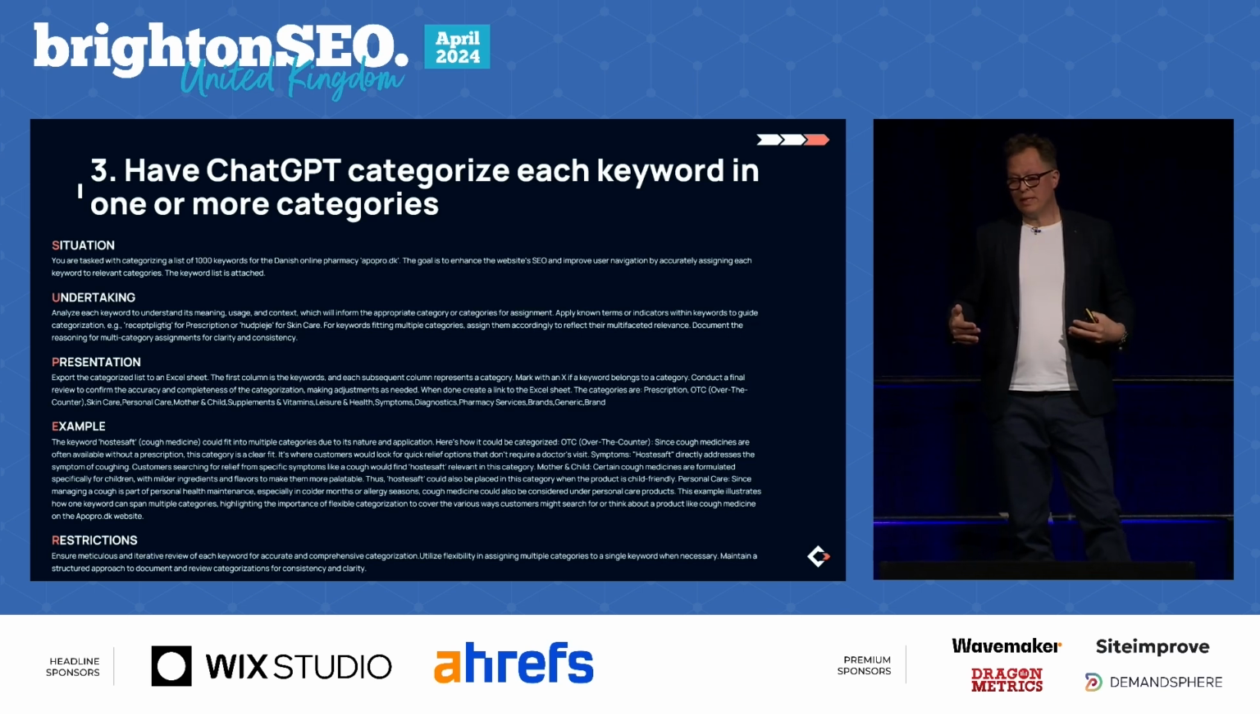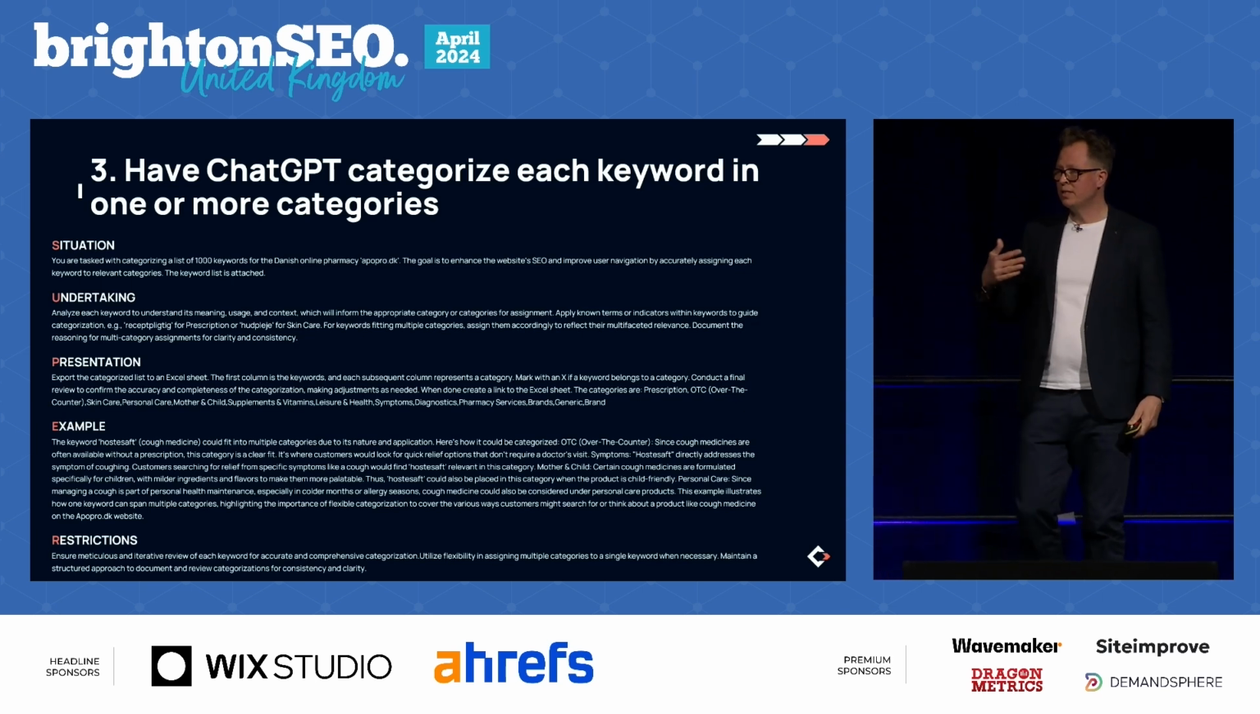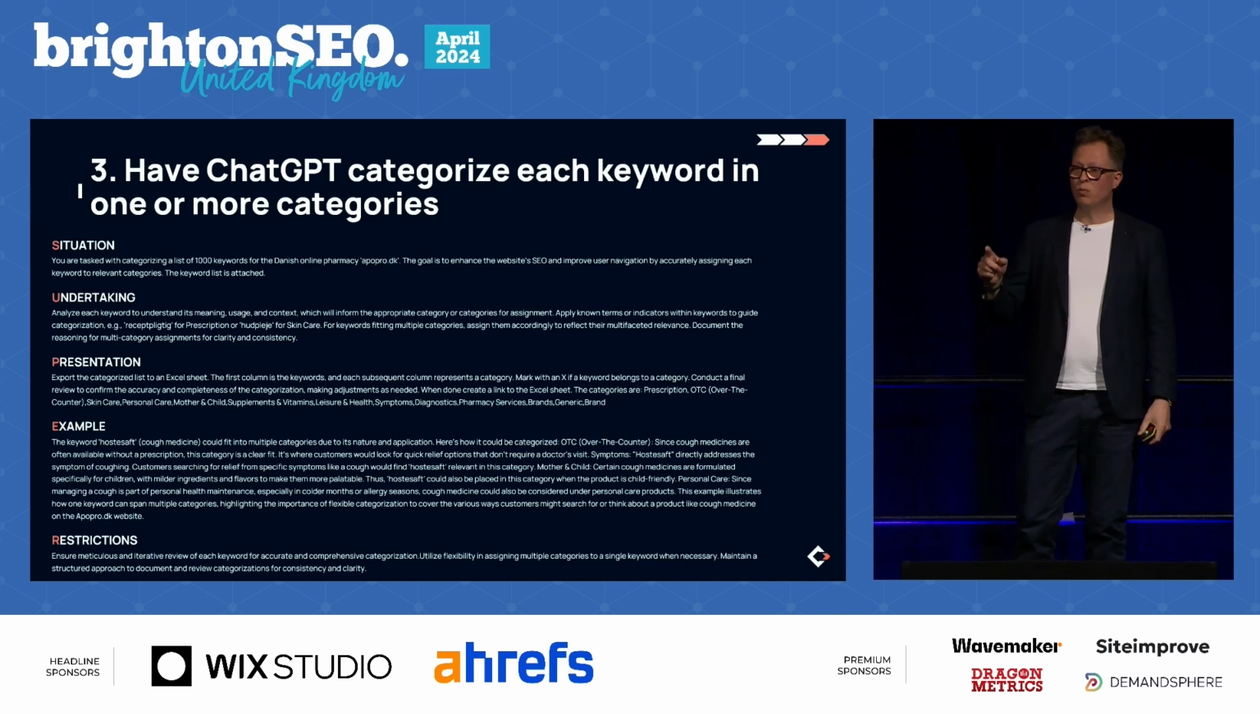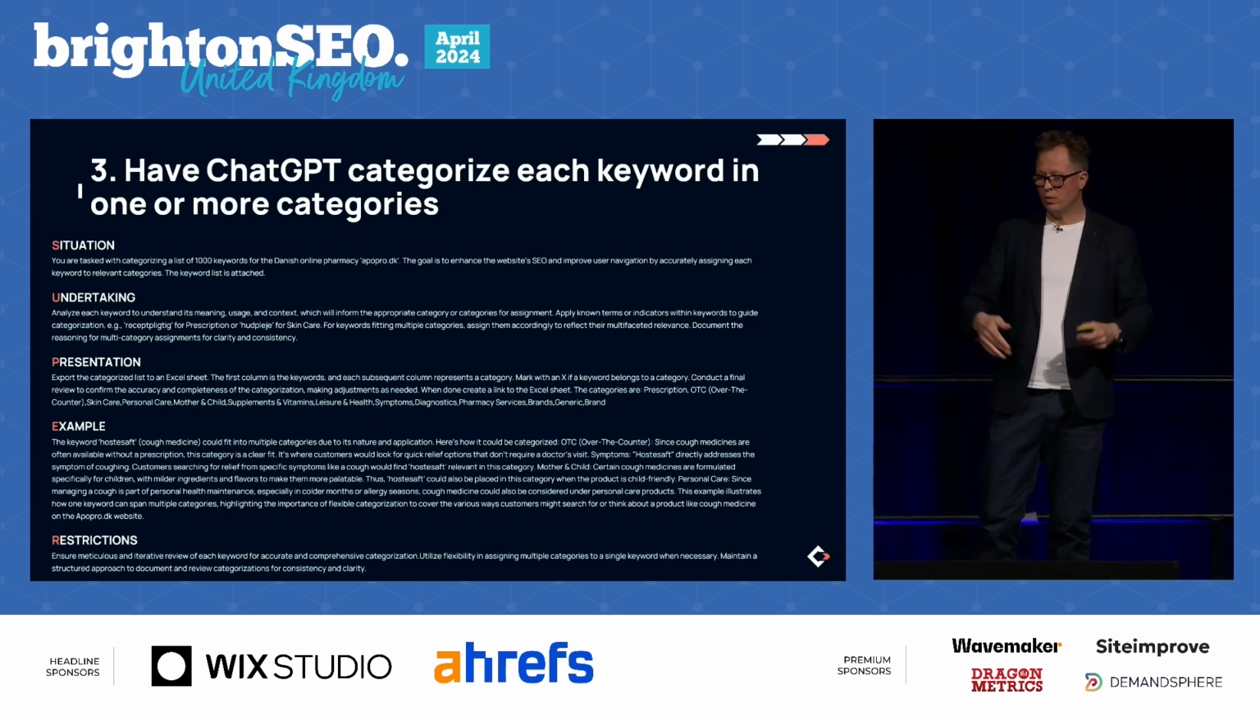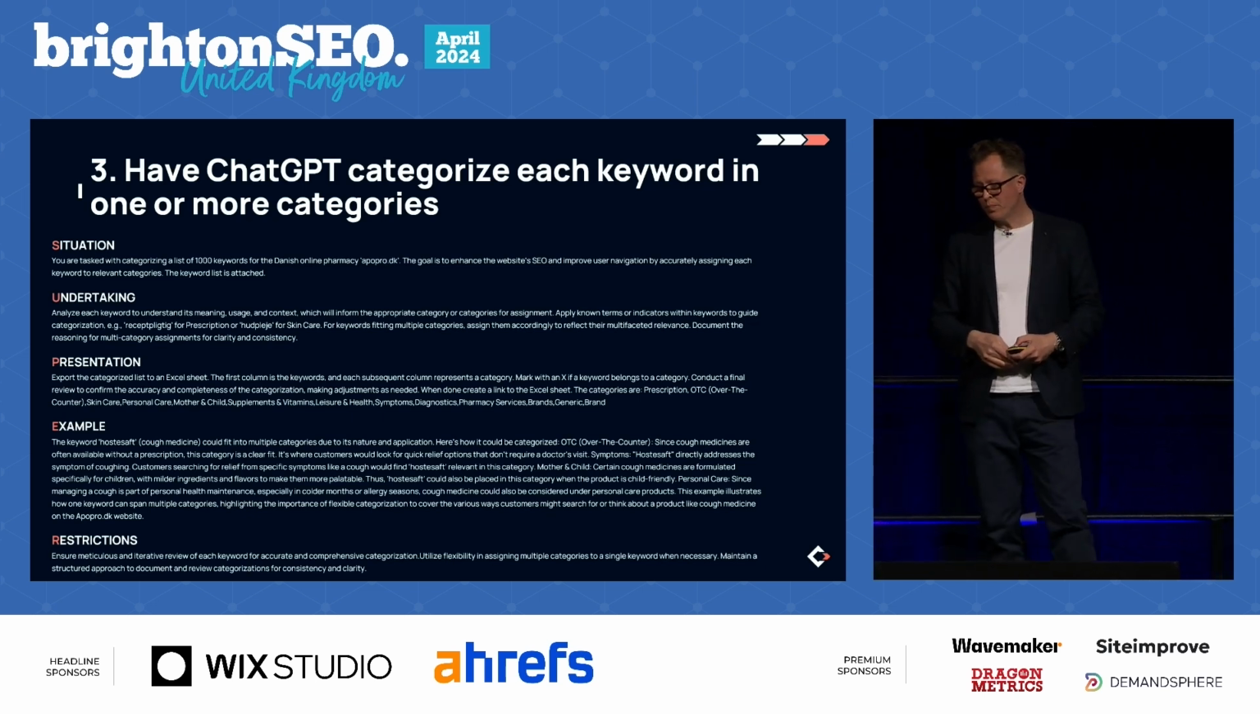What I'm doing here is asking ChatGPT now to categorize each keyword in 1 or more categories. This is also important in order to make sure that ChatGPT doesn't hallucinate. I say 1 or more categories, so there is more than 1 category where a keyword fits in. Only later will I narrow down the options.